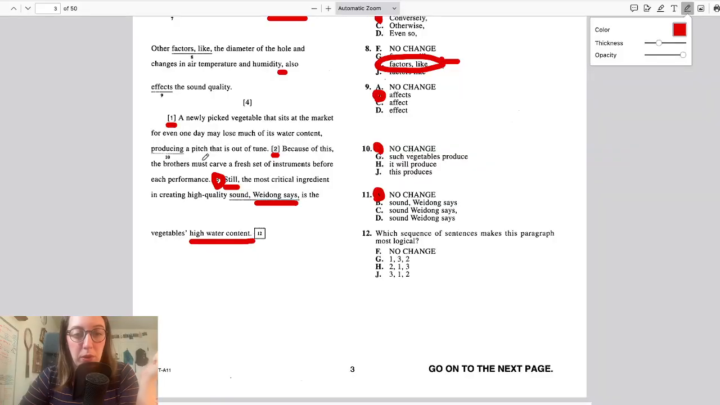So that's sentence number 1. Because of this, the brothers must carve a fresh set of instruments before each performance. So sentence 2 is going to explain the impact of that fact. So we know that the most important thing is water content. Here's why, and here's what they do about it. So it's going to be 3, 1, 2. That's J.